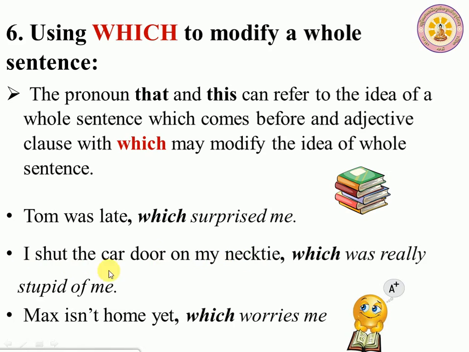necktie. One more: Max isn't home yet, which worries me. So "which worries me" is the relative clause that adds more meaning to the whole sentence here. Mark, what worries you? What worries me is Mark isn't at home.